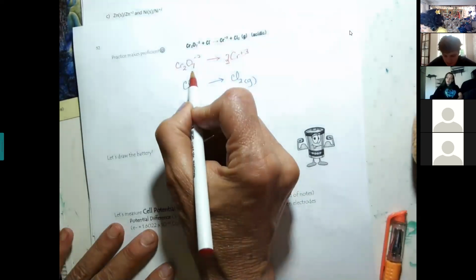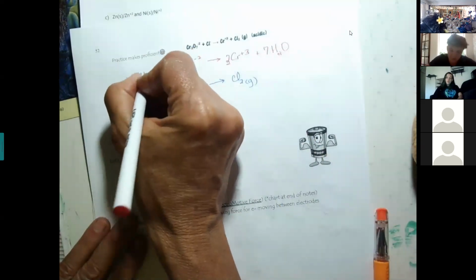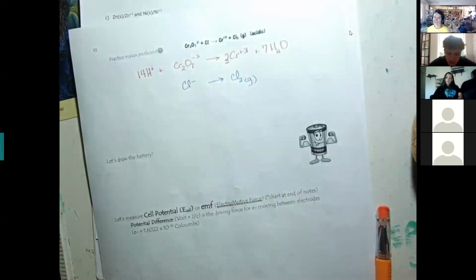Now we do the oxygens. So 7 waters on the product side gives us 7 oxygens. That now gives me 14 hydrogens. And that wasn't so bad. Now we have to do the electrons.